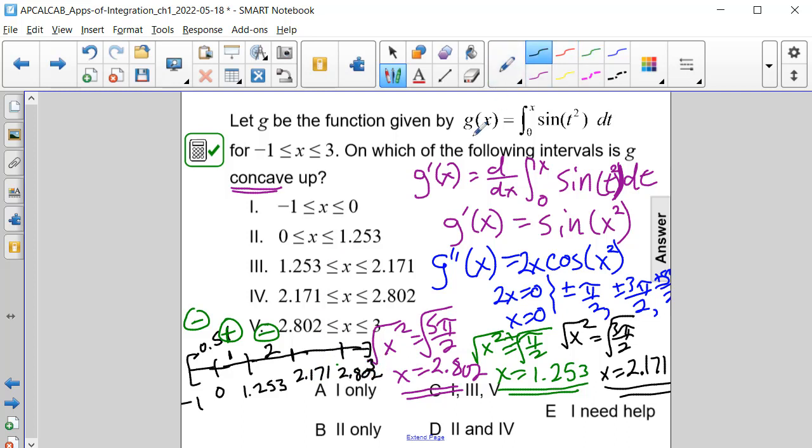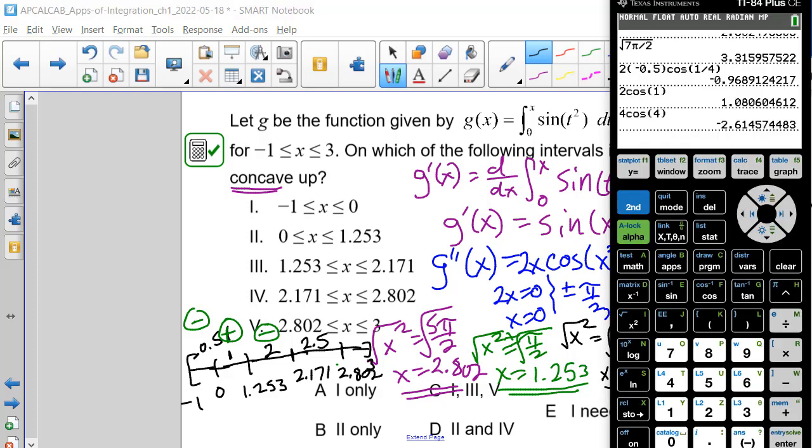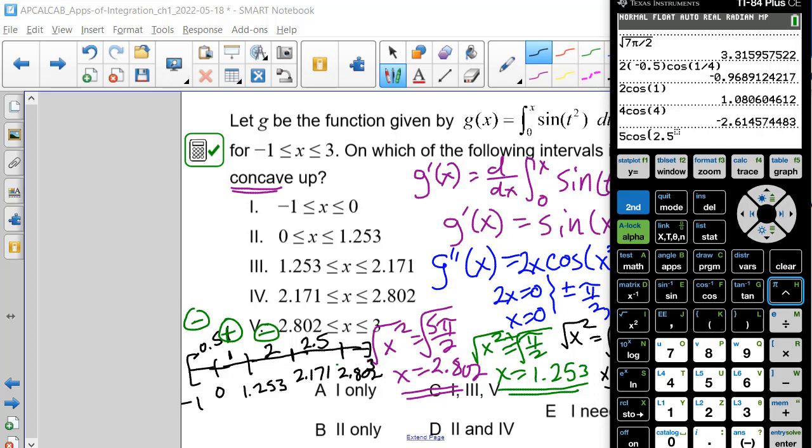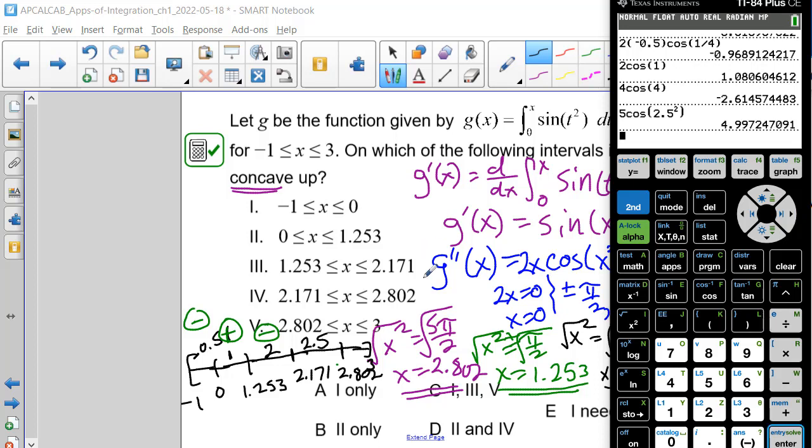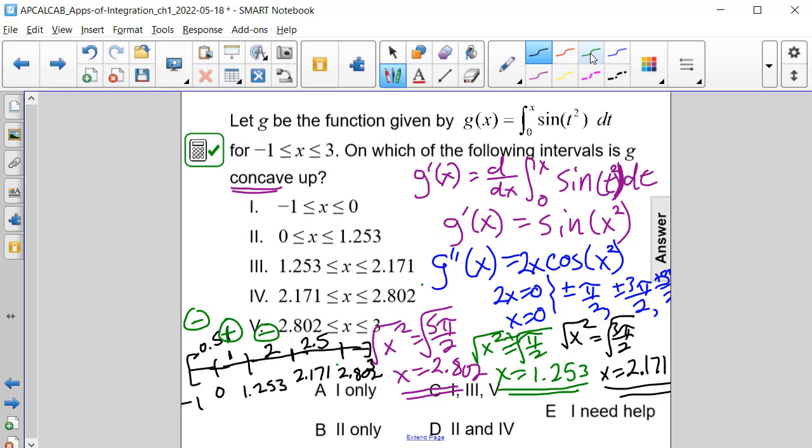Now let's pick a value between 2 and 171 thousandths and 2 and 802 thousandths. Let's say 2.5. Well, 2 times 2.5 is going to be 5. So we'll have 5 times the cosine of 2.5 squared. And when we evaluate that, we get a positive value. So we have concave up there.